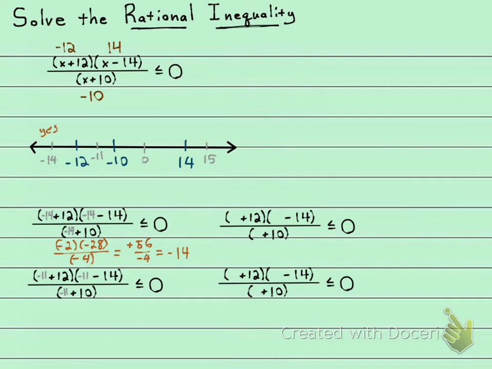So let's see, negative 11 plus 12, that is 1. Negative 11 minus 14, that's negative 25. And in the denominator, negative 11 plus 10 is negative 1. Okay, so when I put all this together, negative 25 over negative 1 is going to give me a positive 25.